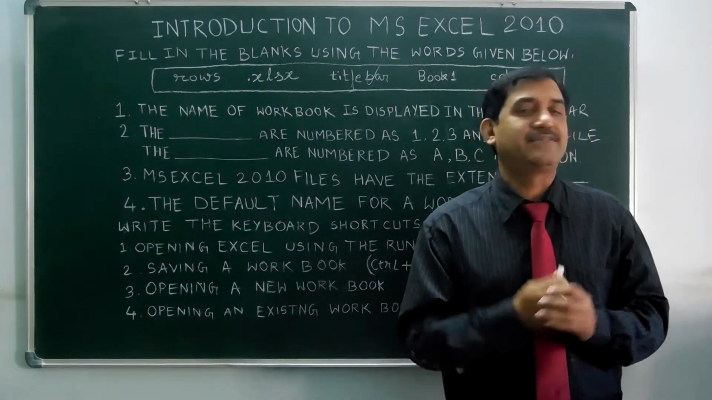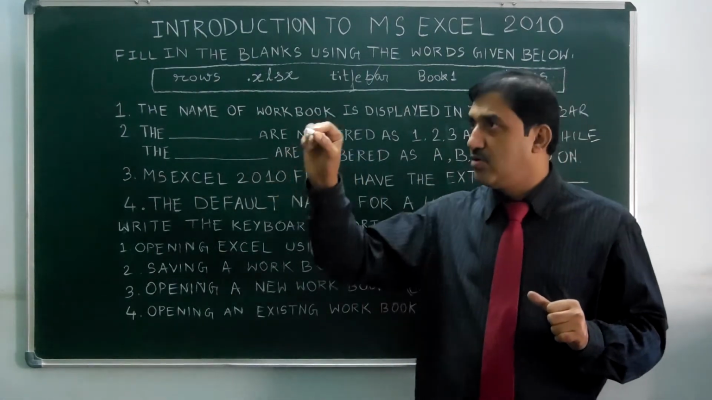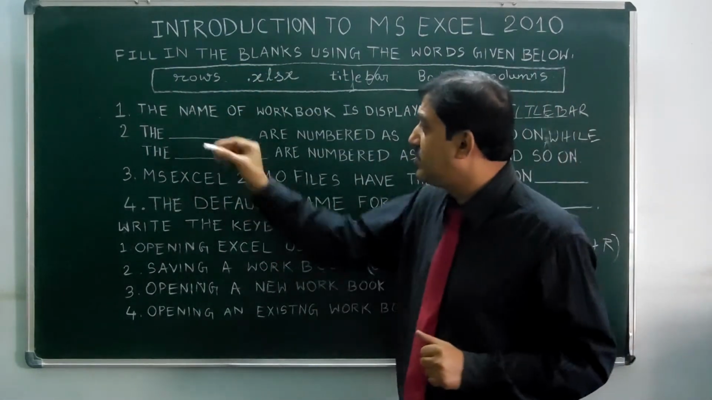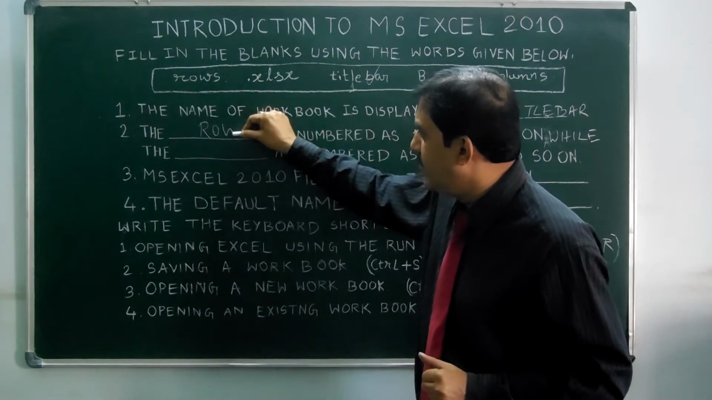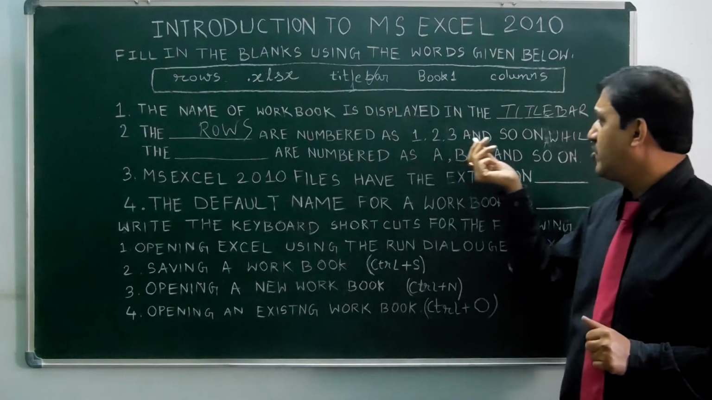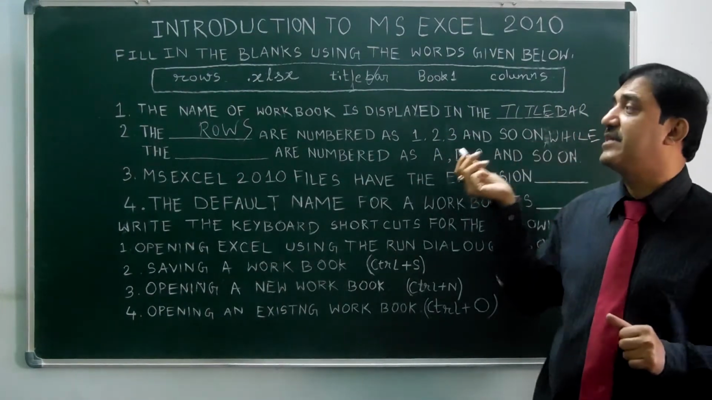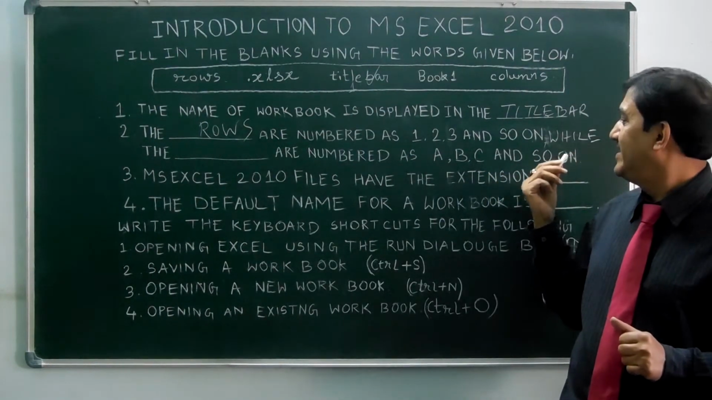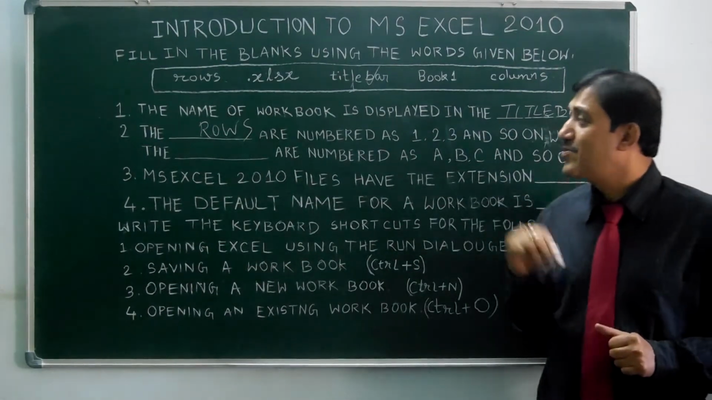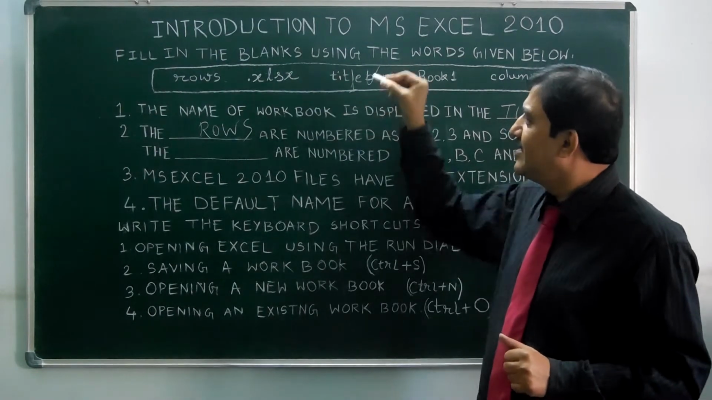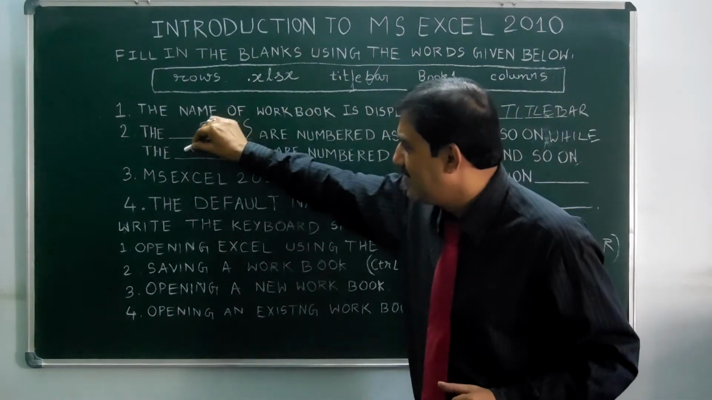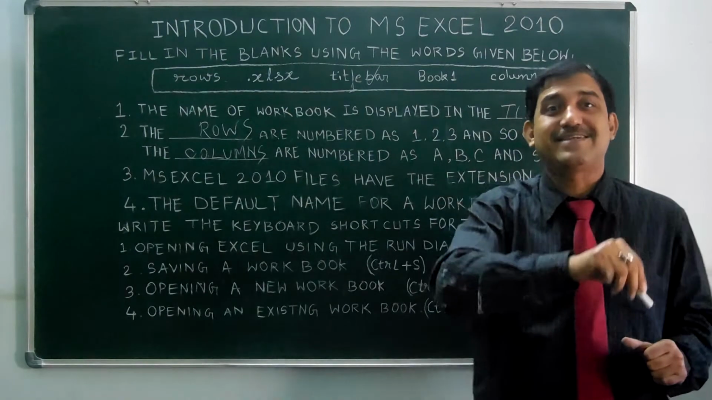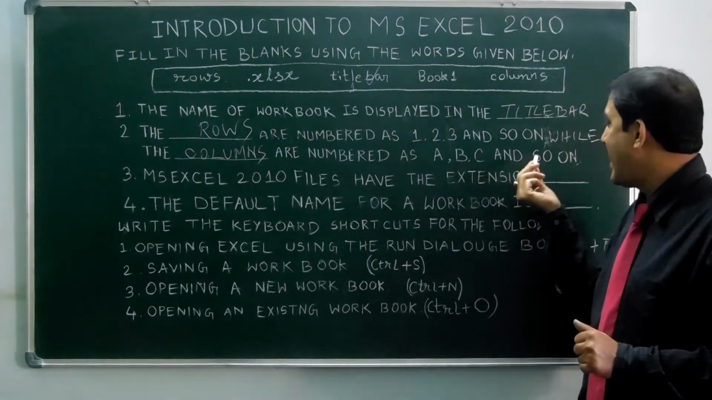You know that Excel has rows and columns. You have already seen Excel, so there will be rows, R-O-W-S. Rows are numbered as 1, 2, 3, 4, and so on, while the columns, C-O-L-U-M-N-S, are lettered as A, B, C, D, and so on.